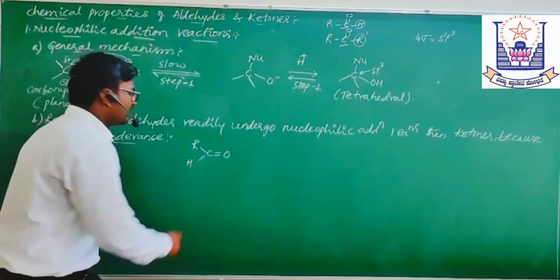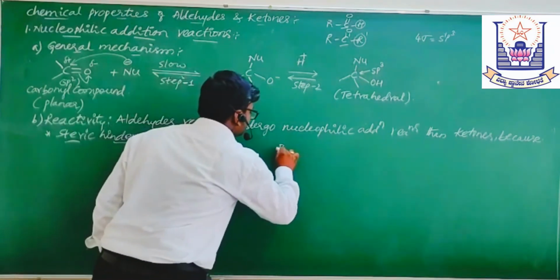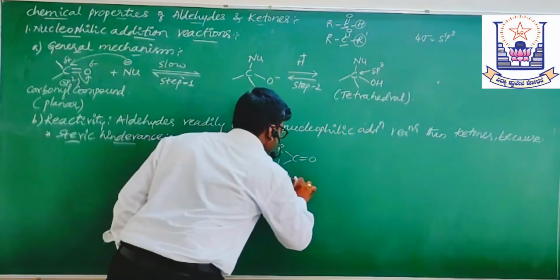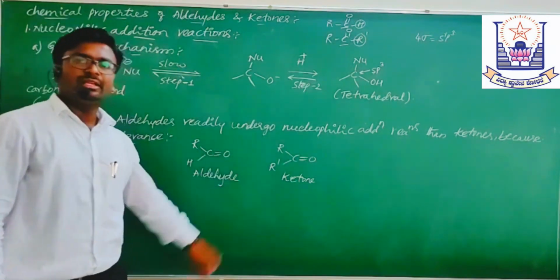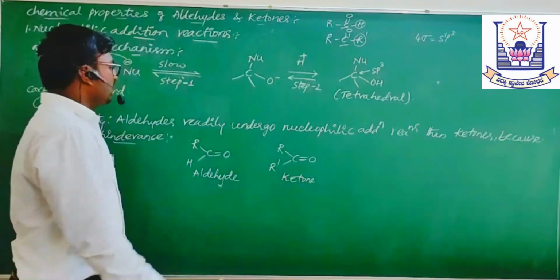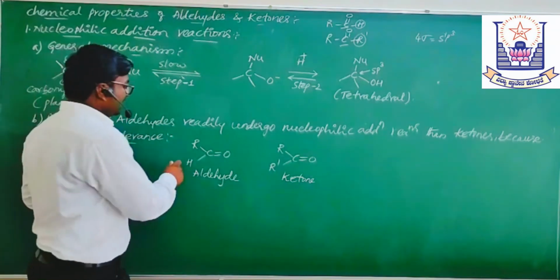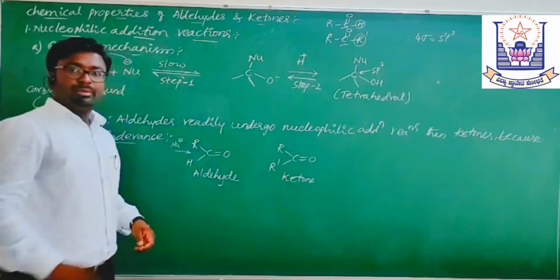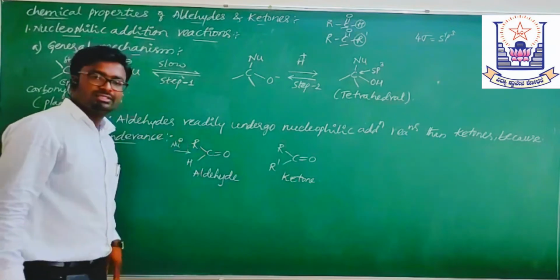What is this? This is an aldehyde. What is this? This is a ketone. Now, the nucleophile is coming to attack these carbonyl carbons. If the nucleophile is coming towards this aldehyde, how will it attack? It will attack from this end, because here there is oxygen now.